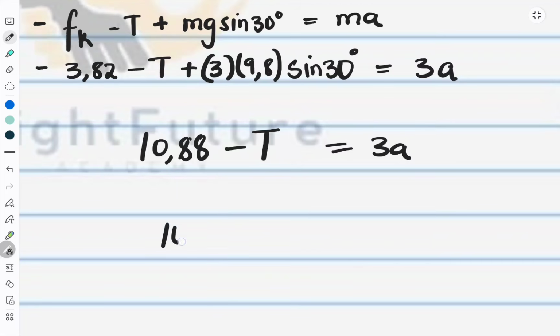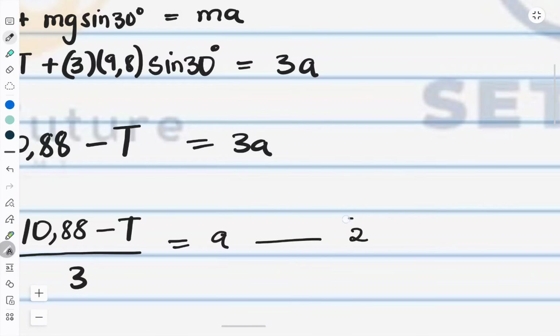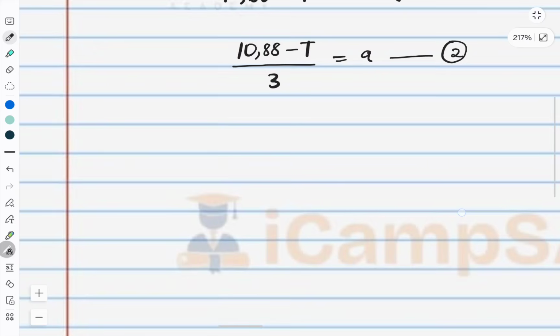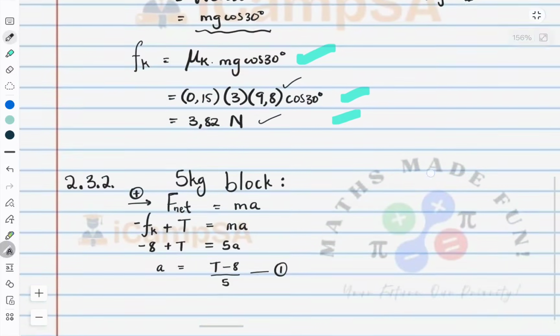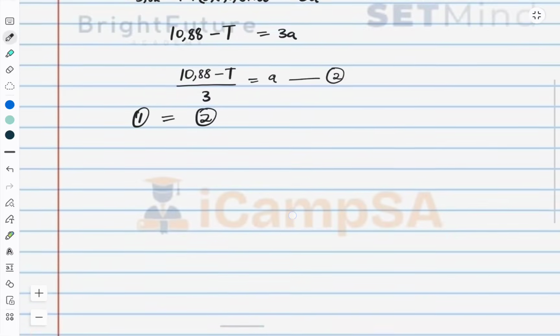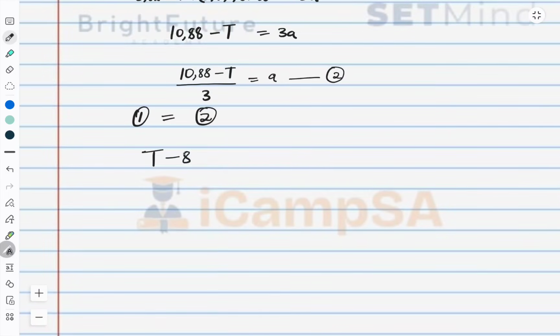So I can say 10.88 minus T over 3 is A, and I can call this my equation 2. So acceleration is the same for both equations, so I can say let equation 1 and equation 2 be equal. And in equation 1, what did I find? T minus 8 over 5 is equal to equation 2. Then from here you can start solving.